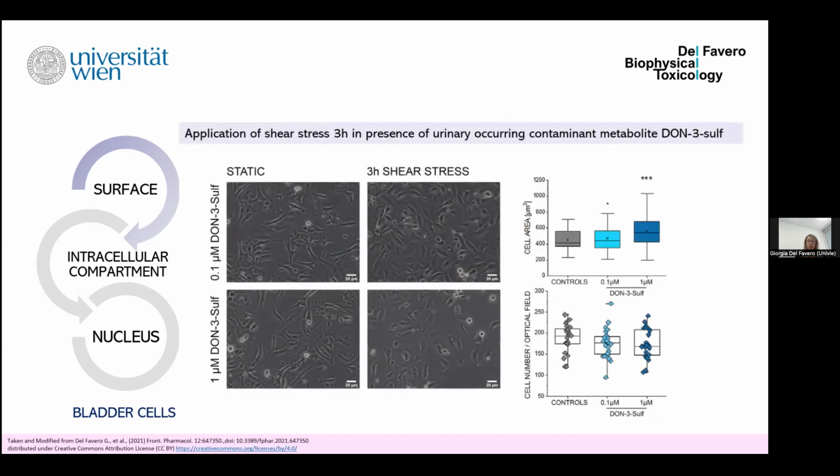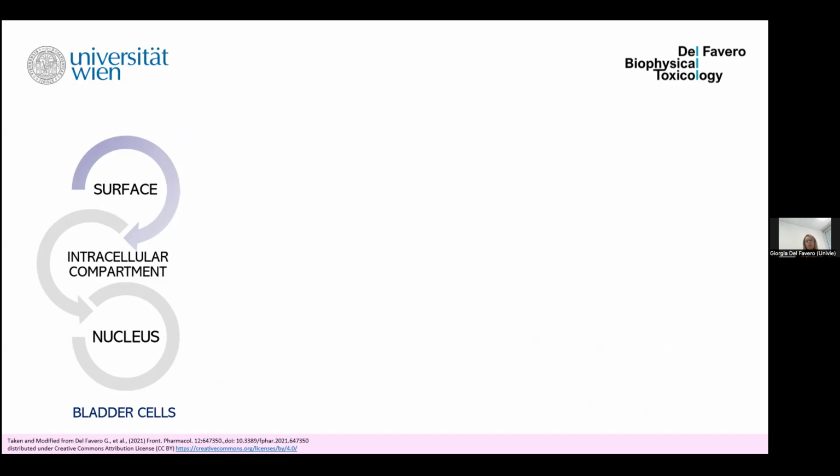So we repeated the experiment, incubating our T24 bladder cancer cells in the presence of shear stress plus or minus the DON-3-sulfate. As you can see in the graphs in blue, even if we didn't have any variation of the cell densities, the cells were coping quite well with the mechanical stimulation. What we observed when applying the DON-3-sulfate is that the cells were spreading much more in comparison to controls. This was quite an interesting response, and probably not so much important for the response itself, but because it motivated us to ask ourselves, why is this? What supports the plasticity of bladder cancer cells?